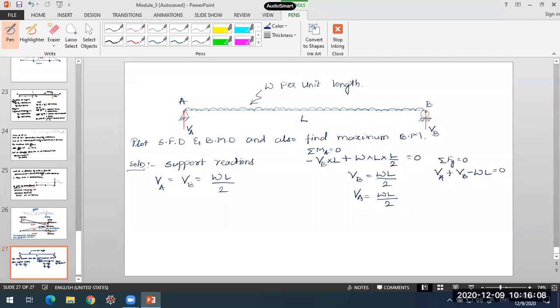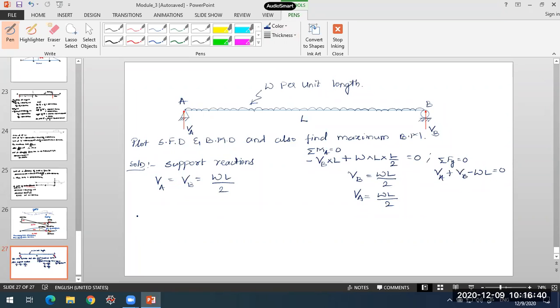If you apply these two conditions of equilibrium, you will get to know the reactions. WL by 2, both reactions will be equal. Symmetric loading, so both supports share the load equally. Half of the total load will be going to support A, half to support B. In case of such symmetric loading on the beam, you'll get equal reactions, each half of the total load applied on the beam, as in this UDL case.